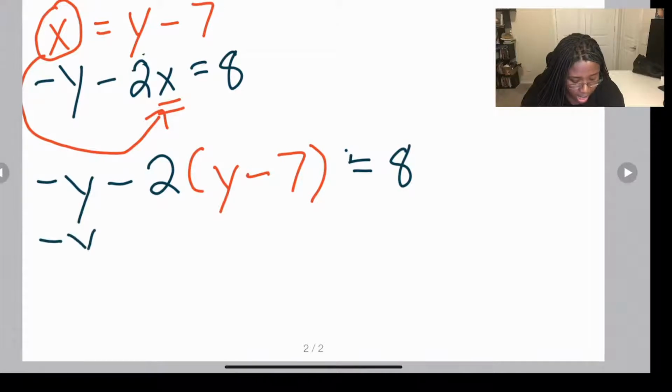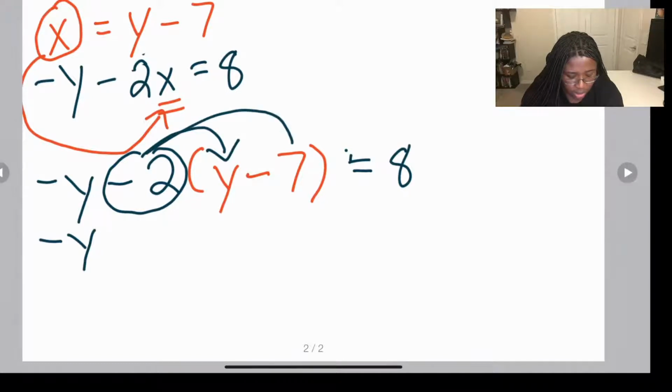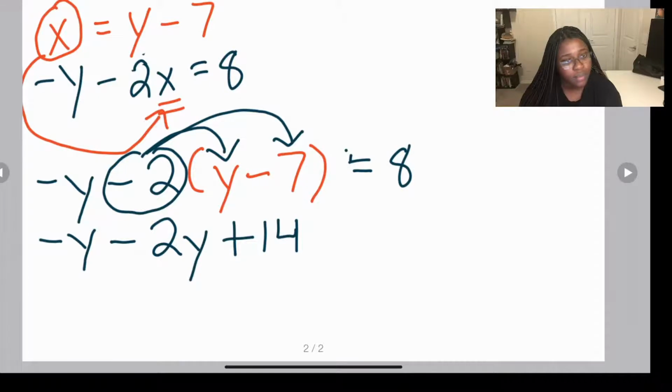Now I'm going to do some math. So negative y, you're going to FOIL. You're going to take your negative 2, FOIL it over to the y, FOIL it over to the negative 7. So negative 2 times y is going to be negative 2y. And then negative 2 times negative 7 is going to be positive 14. And this is still going to equal 8.